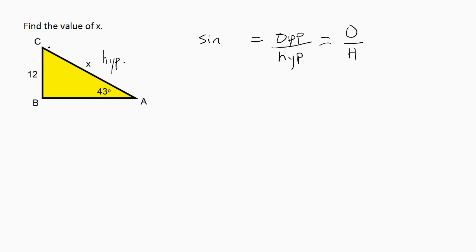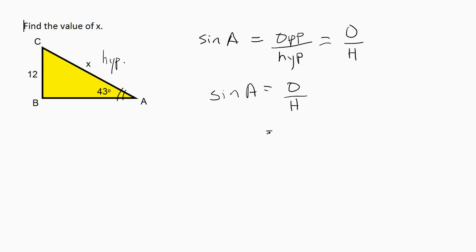Well, we don't know the value of angle C. I mean, we could calculate it because we know that B is 90 degrees and we know that A is 43, but why would we go to that trouble when we already know angle A? We know angle A is 43 degrees. So sine of angle A, this is the one we're going to use, is opposite over hypotenuse.